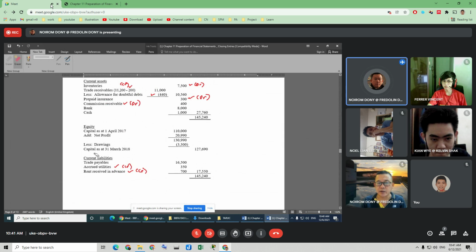Again, we don't have non-current liability here, so we only have current liability. Show the opening capital plus the net profit that we calculated in the SPL, 20,990, then minus the drawings. So this is your closing capital, 127,690. Then we have current liability. List down all the current liabilities on the second column, then move on to the third column and add the equity. Then you should have the same total, 145,240.